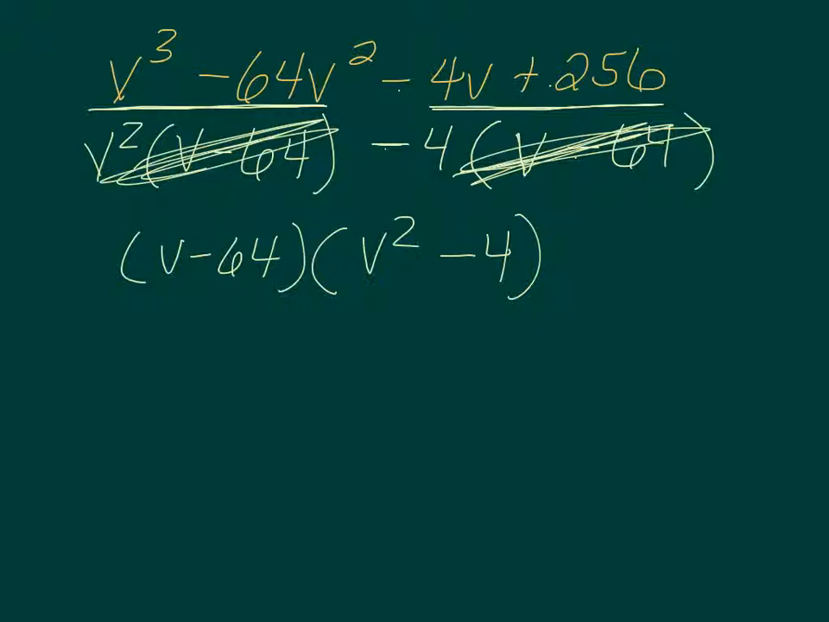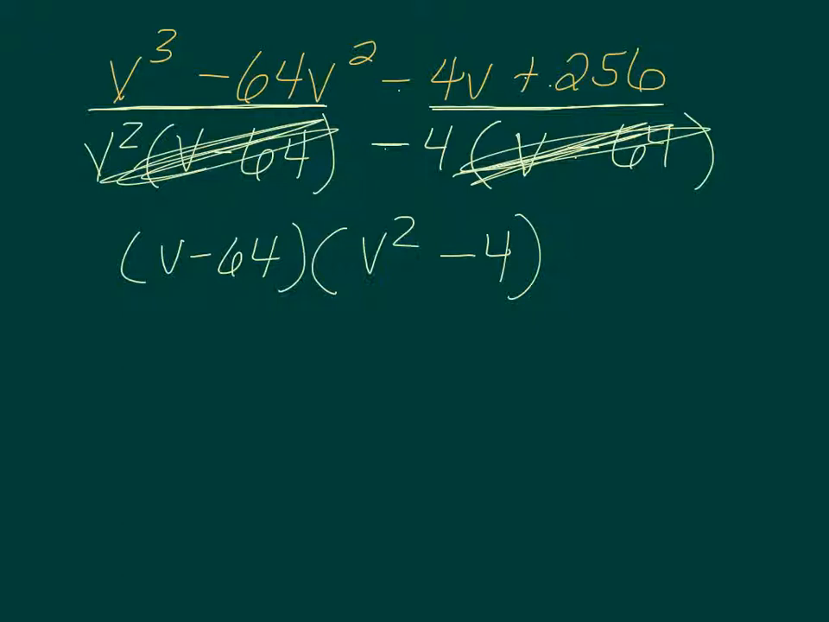But when I look at v squared minus 4, I notice that I have a binomial. I'm going to see if that binomial is a difference of squares. I know the first one's not a difference of squares because v is not a perfect square. But v squared is a perfect square, and so is 4. So I can factor this as a difference of squares. And that's what I mean by factoring completely. You have to, after you factor, check each of your factors to make sure that they can't be broken down further.